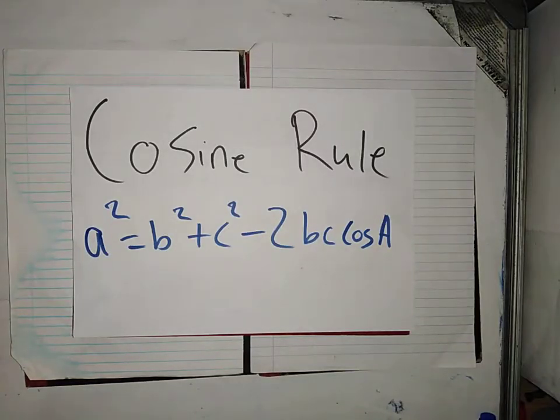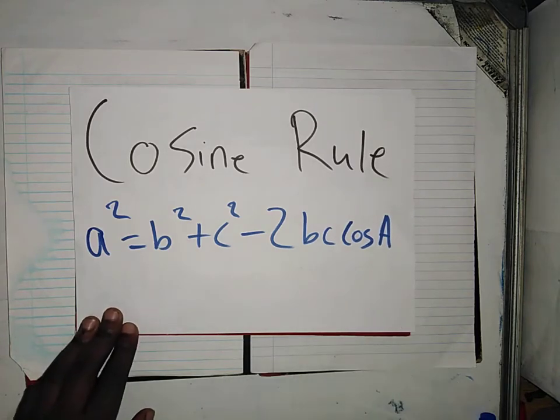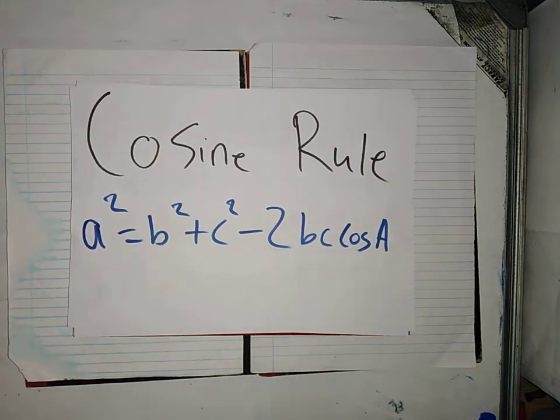Today we are going to do trigonometry, and in trigonometry we are going to do the cosine rule. The cosine rule is a rule that looks like this, and it is part of grade 12 mathematics paper 2, and it is in the grade 11 and grade 12 CAPS syllabus in South Africa.